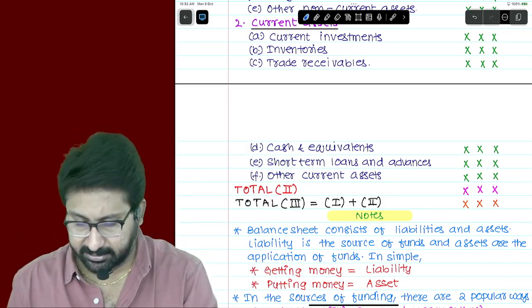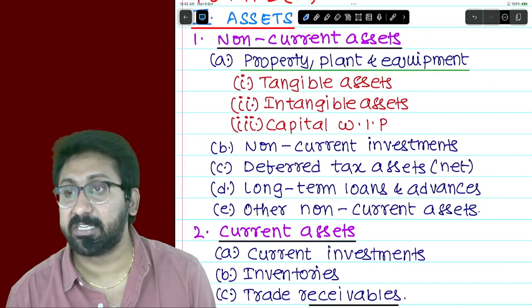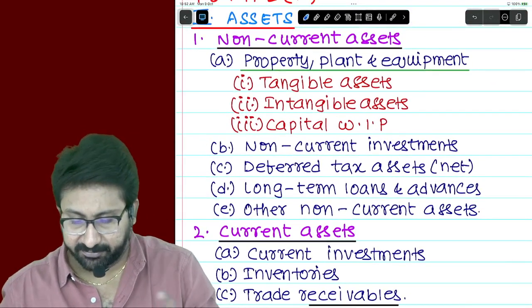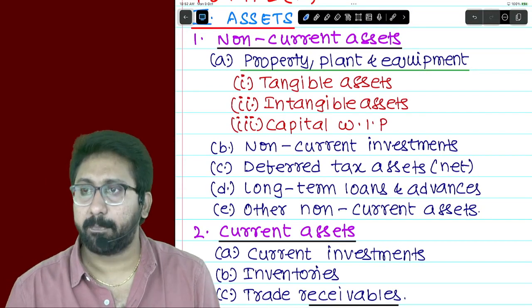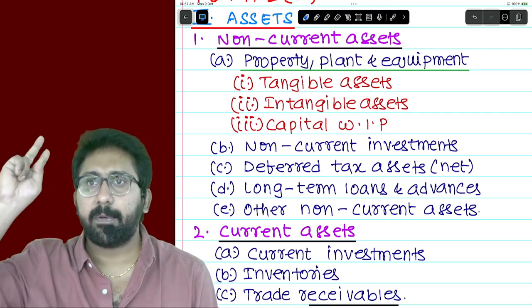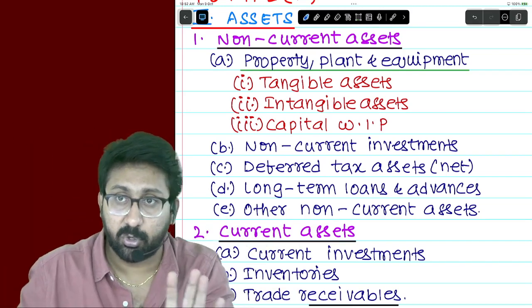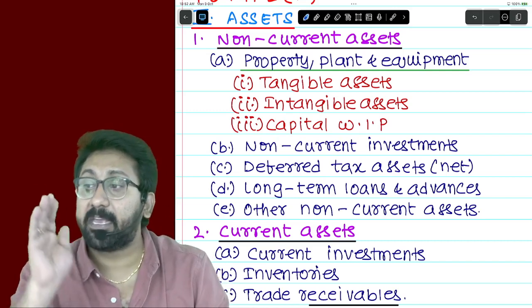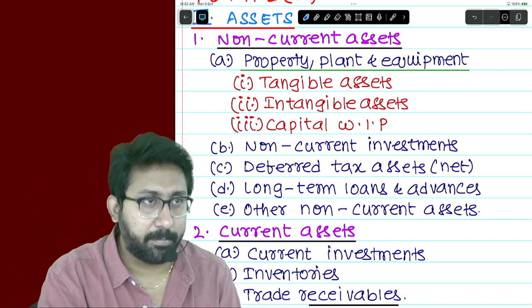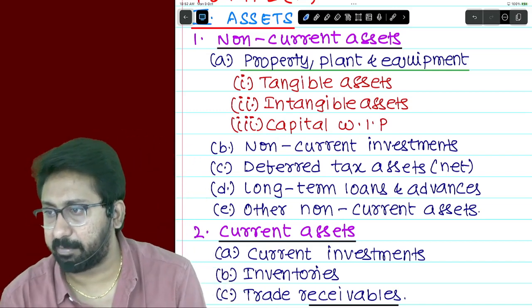Current assets. Very important. Non-current assets. What is the first one? Property, plant and equipment. Everyone tell me, what is it? Property, plant and equipment. There is no concept of fixed assets, so don't write it. It is called PPE. What is PPE? Property, plant and equipment. In that, three types again.